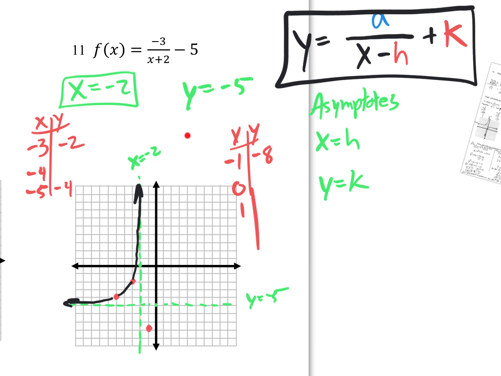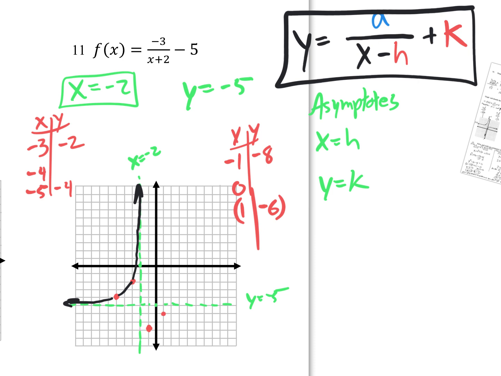And we could try plugging in 0, but 0 plus 2 is 2, and 3 divided by 2 is not a nice number. So how about 1? Plug in a 1 right there. That'd be 1 plus 2 is 3. 3 with the -3. -3 divided by 3, that's a -1. -1 minus 5 is -6. So when you plug in a 1, you get out a -6. So that's another nice coordinate. Let's go to 1 and -1, 2, 3, 4, 5, 6 right there.